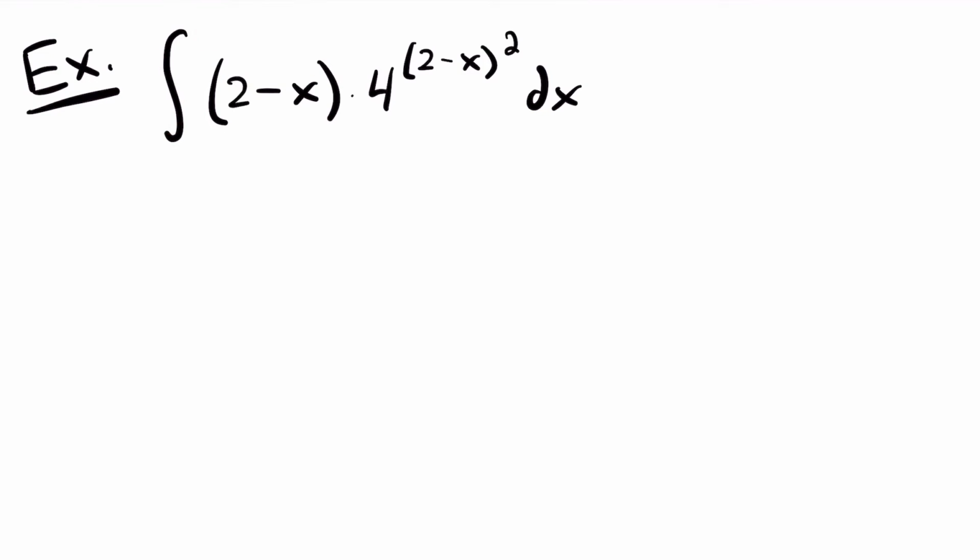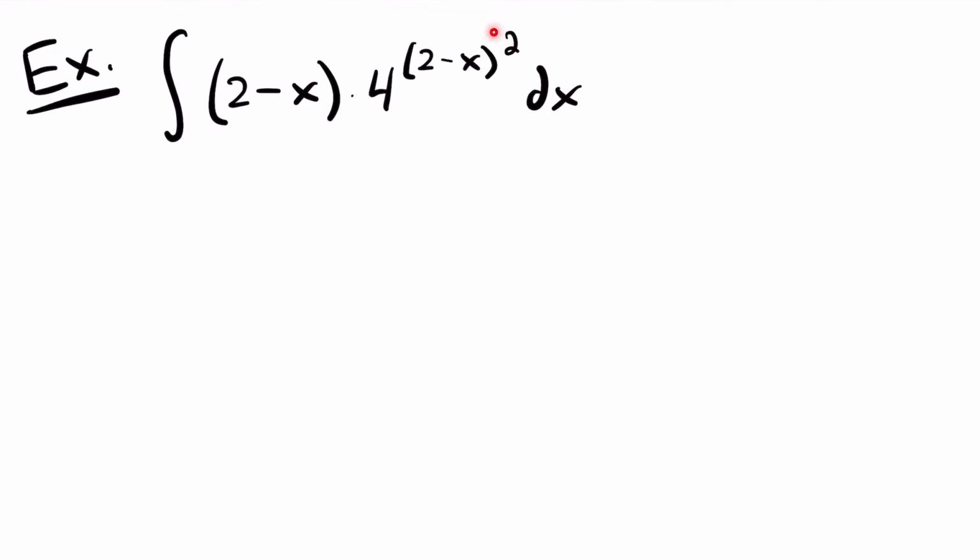All right, so here we have the integral of the quantity 2 minus x times 4 to the power of the quantity 2 minus x squared times dx. And so this looks like a very complicated integral, but just like with our previous examples, if you see that you have an exponential function where that power is a function other than x, you should try using u-substitution by setting that function equal to u. Just make sure that you can find that function's derivative somewhere else in this integral.